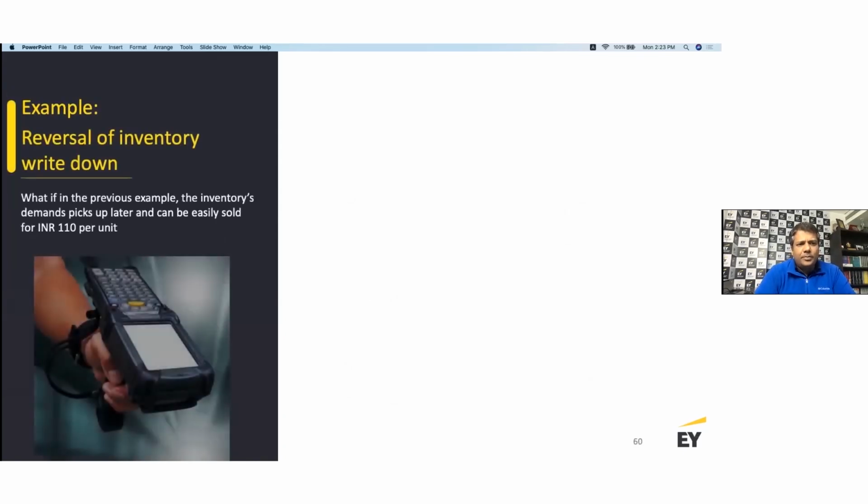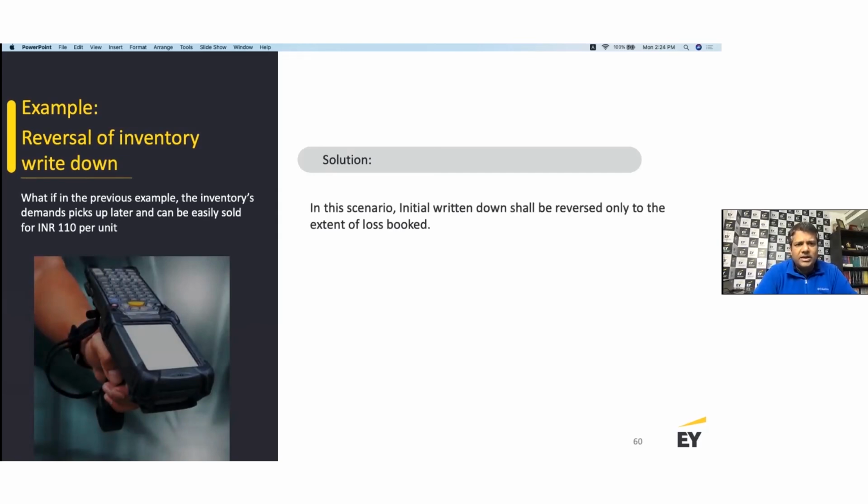Now, if I were to look at reversal of the same inventory: what if, in the previous example, the inventory demand picks up later and it can be easily sold for INR 110 per unit? Now I can sell it for 110 per unit, right? What am I going to do? Initial write down shall be reversed only to the extent of loss which has been booked. So you're not allowed to record the unrealized gain. You are allowed to reverse the unrealized losses which you had booked.